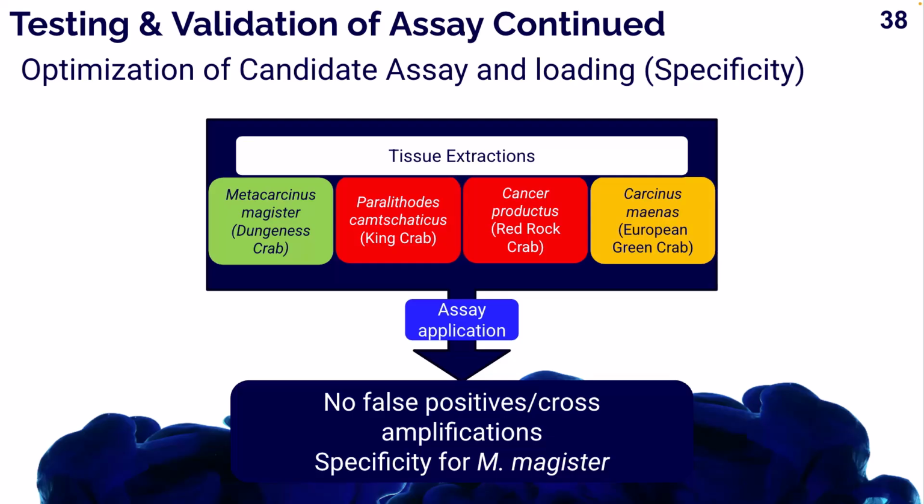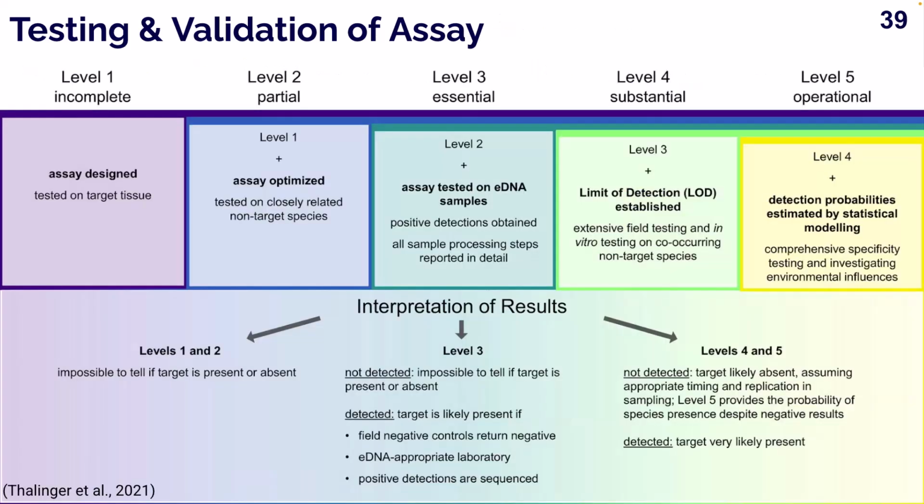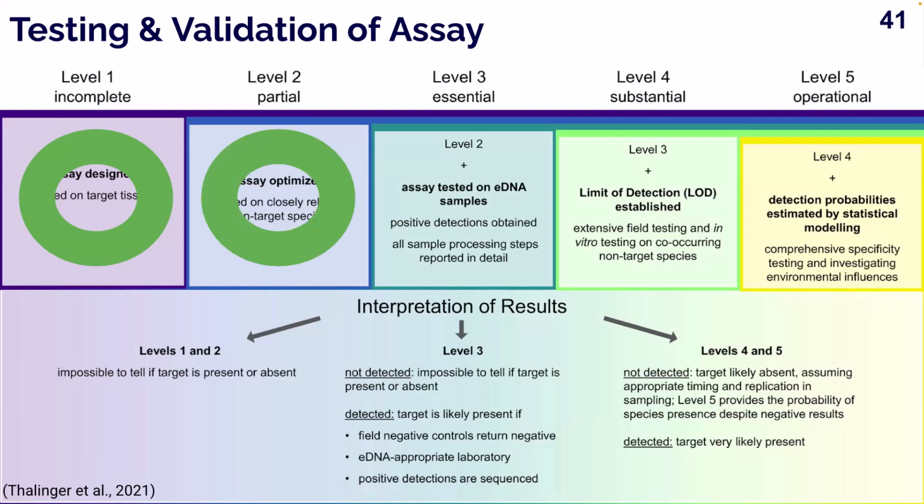Bringing it back to Thallinger et al. 2021, we're seeing that our assay has completed level 1 by testing on target tissue and also testing on closely related non-target tissues. For the rest of our methodology, we're hoping to fulfill level 3 and beyond. Now that we have our assay tested and validated, we want to begin testing on, well, not necessarily real-world samples, but our next step, the megalopa jars.